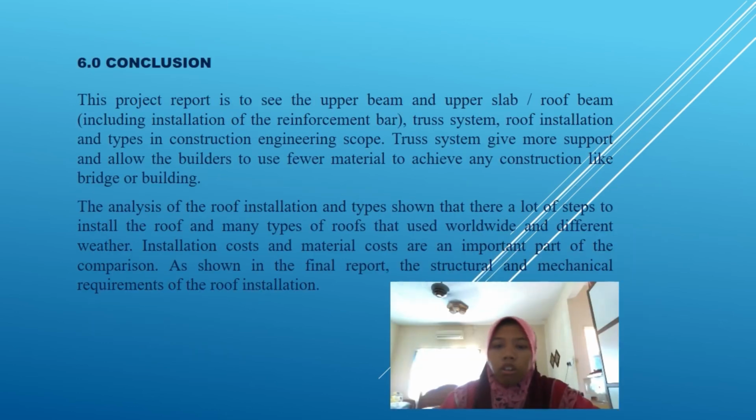For conclusion, this project report is to see the upper beam and upper slab or roof beam, including installation of the reinforcement bar, truss system, roof insulation, and type in construction engineering scope. The truss system gives more support and allows the builder to use fewer materials to achieve any construction like a bridge or building. The analysis of the roof installation and type shows that there are a lot of steps to install the roof and many types of roof that use a wide and different ways.